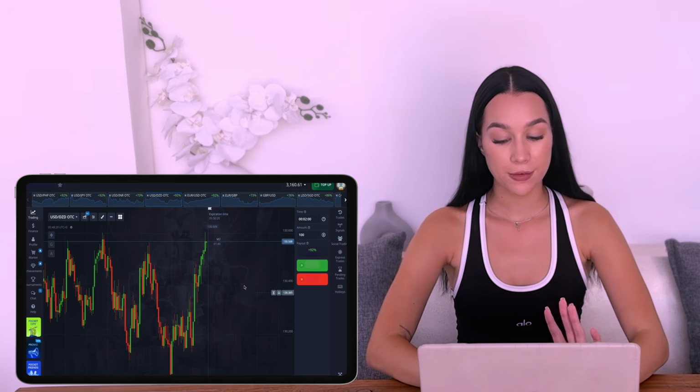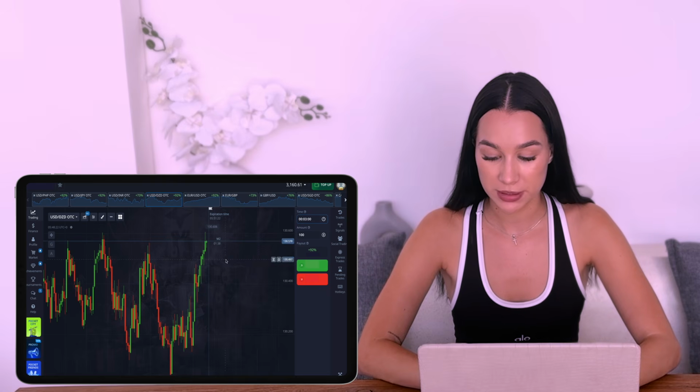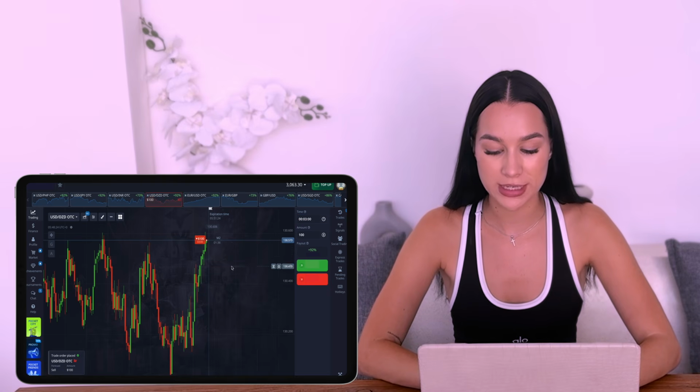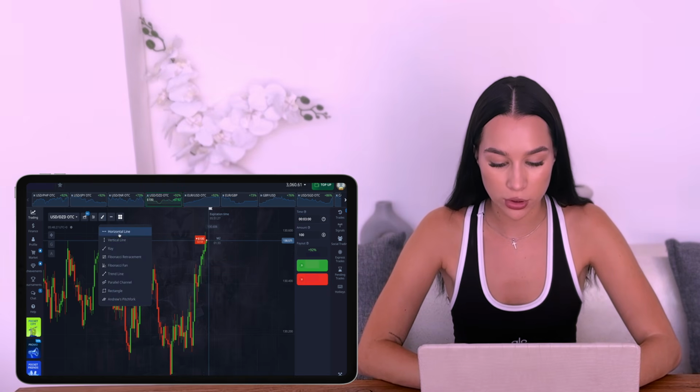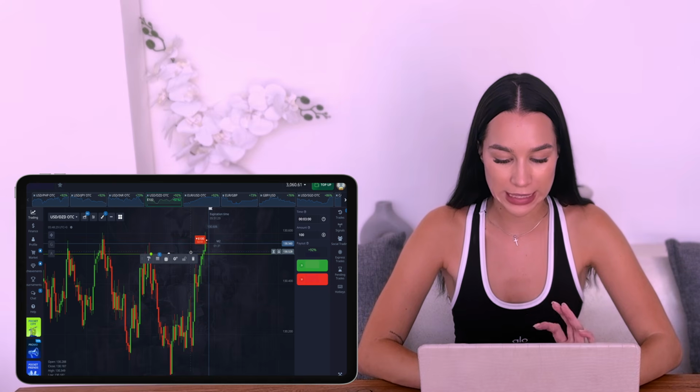So let's get started. I found not a bad one. Currency pair is not perfect, but still we changed time of the expiration to 3 minutes and opened here a sell trade, of course. So let me draw everything for you and explain in more detail.